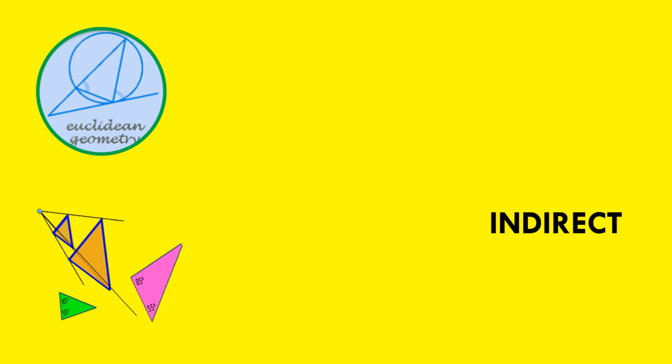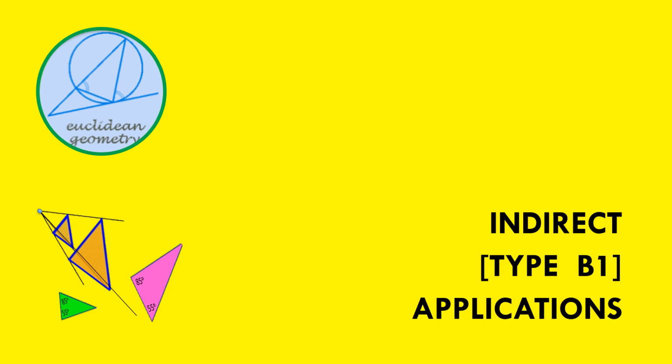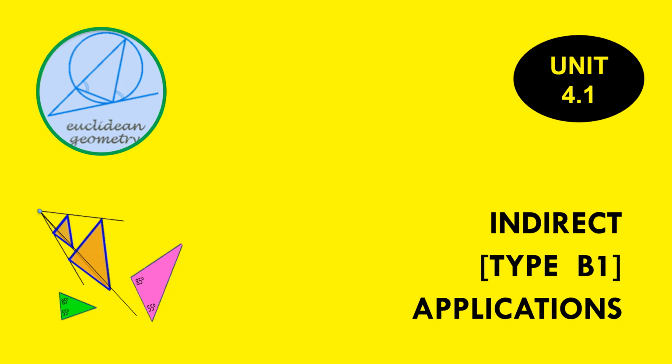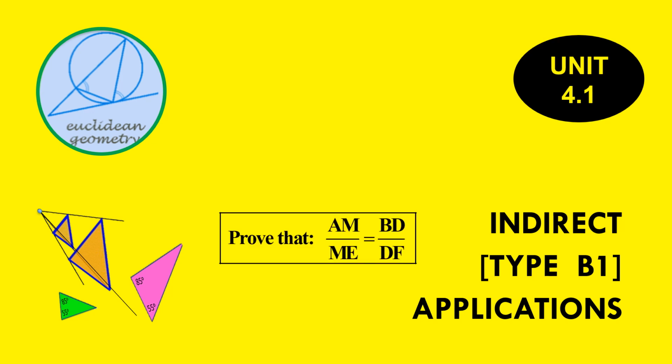In this unit, which actually consists of 5 subunits, we're going to look at indirect applications, right? And we're starting off with the first one, where you have to prove that the given proportion is valid. In other words, we first of all have to determine which two triangles are to be proved similar, and from the similarity we can then derive the required proportion. And that's what we're going to do in this section of the video.